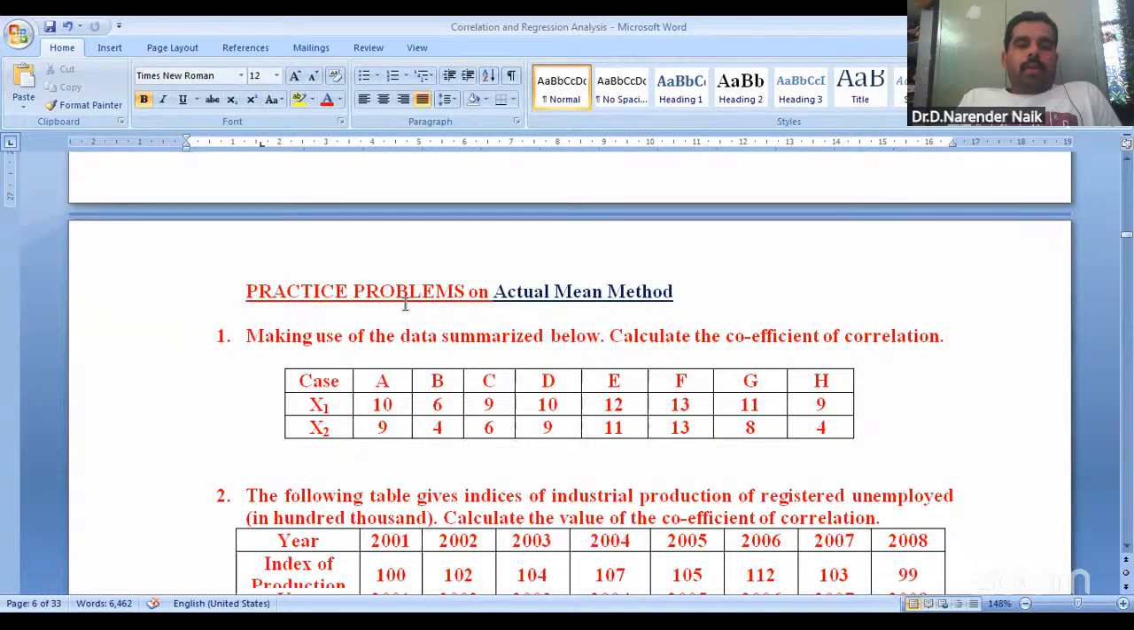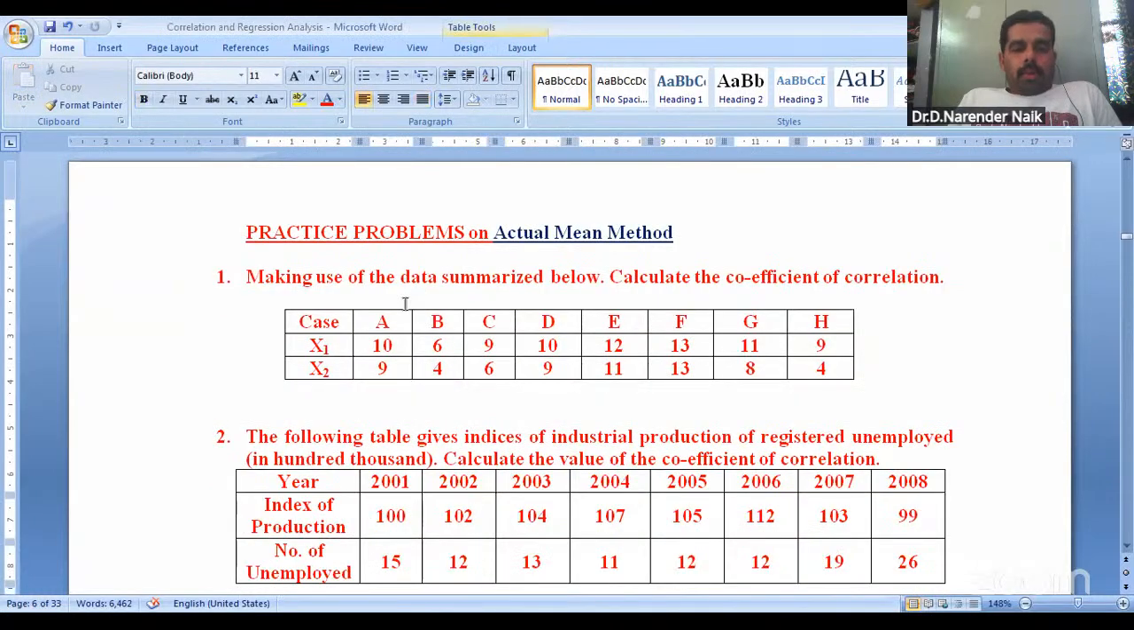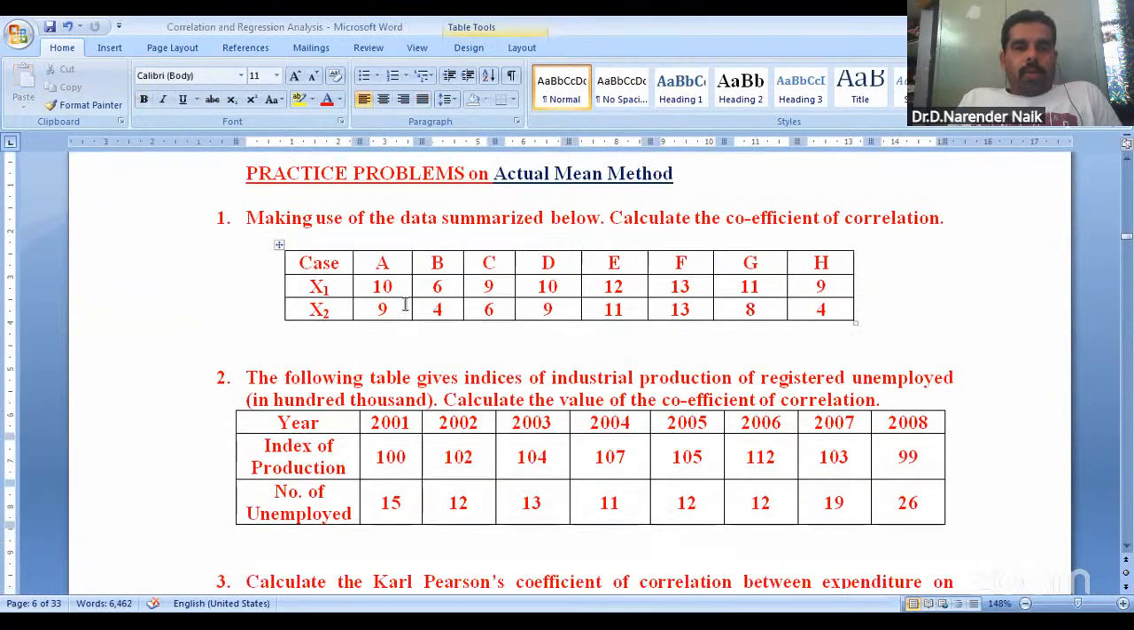Okay, so these are the practice problems. My dear students, please take a photo. Practice problems on actual mean, completely actual mean problems. Making use of the data summarized below, calculate the coefficient of correlation. Cases A, B, C, D, E, F, G, H. X1, X2: 10, 16, 9, 10, 12, 13, 11, 9, 9, 4, 6, 9, 11, 13, 8, 4.